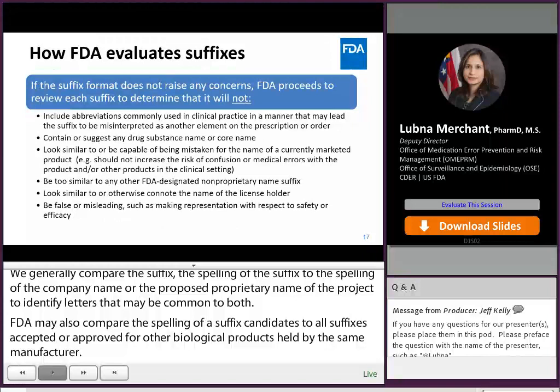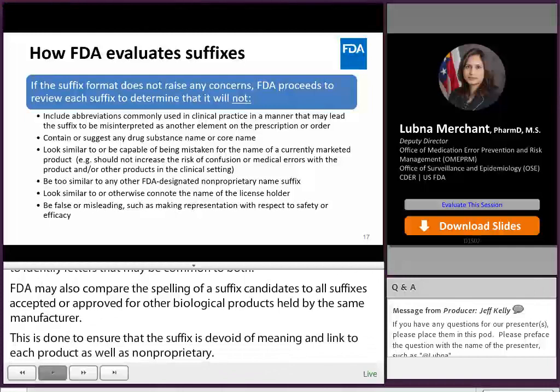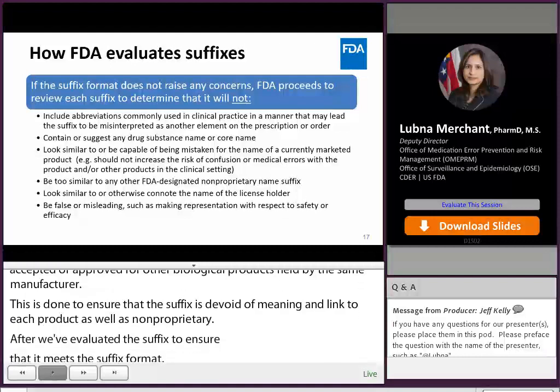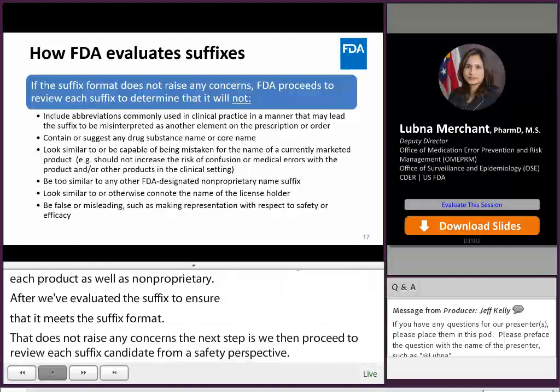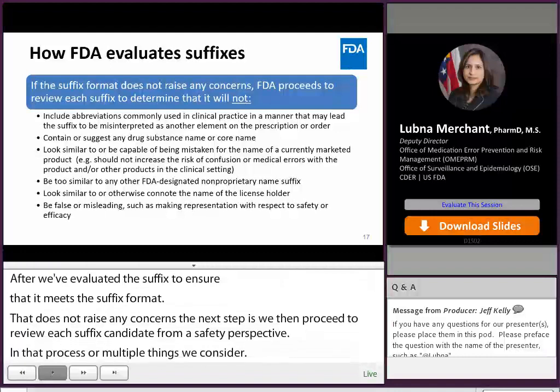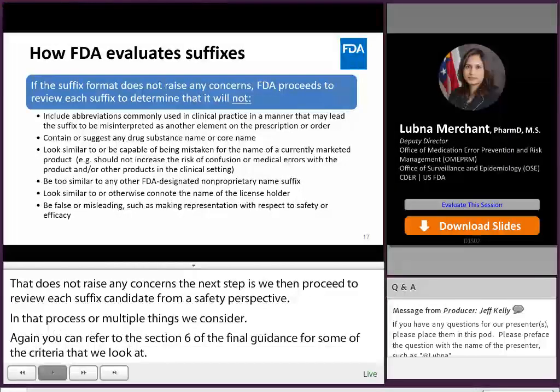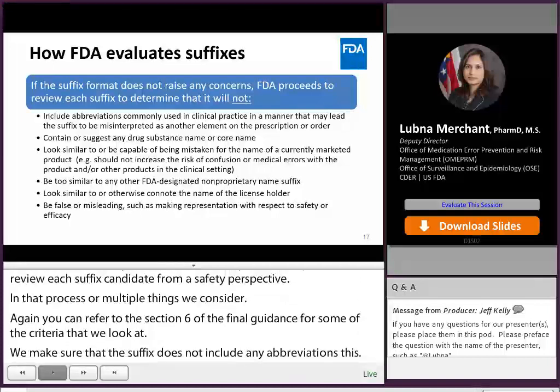So after we've evaluated the suffix to ensure that it meets the suffix format and does not raise any concern, the next step is we then proceed to review each suffix candidate from a safety perspective. In that process, there are multiple things we consider. Again, you can refer to section 6 of the final guidance for some of the criteria that we look at. We make sure that the suffix does not include any abbreviations that are commonly used in clinical practice in a manner that may lead the suffix to be misinterpreted as another element on the prescription or the order.